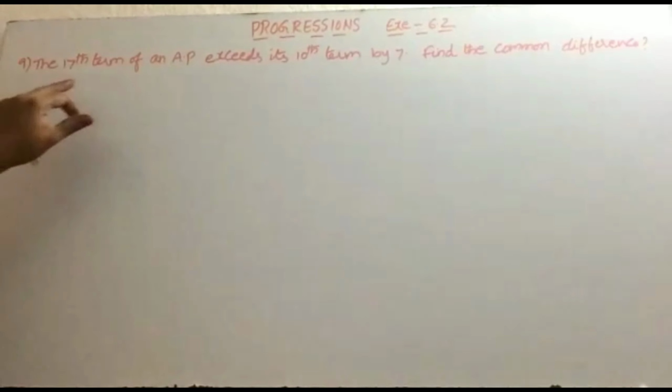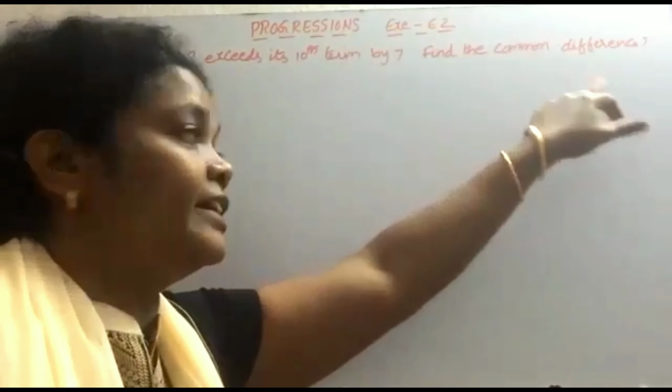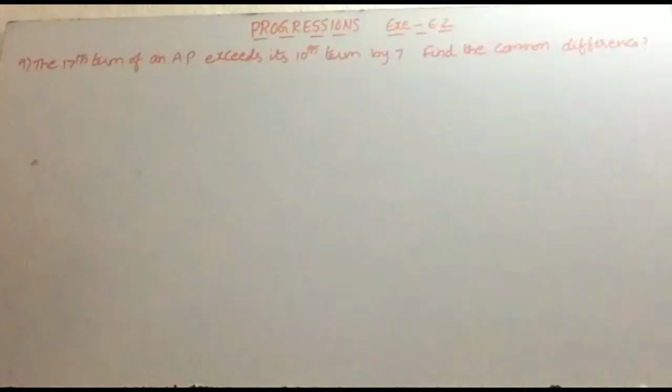Next problem is, the 17th term of an AP exceeds its 10th term by 7. Find the common difference.